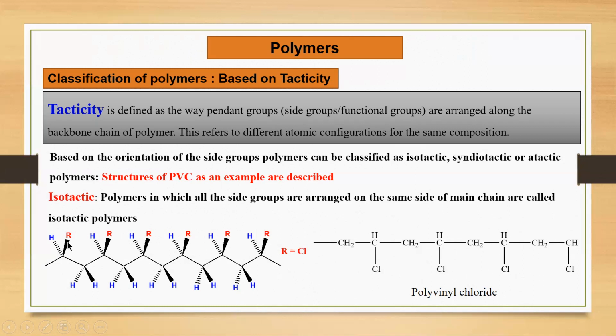If we see the wedge and hash notations in the atomic configurations, all the R groups, that is the chlorine atoms, are on the wedge bonds. Here also it is on the wedge bond, here also it is on the wedge bond, then on the wedge bond again. So they are pointing towards the same side.